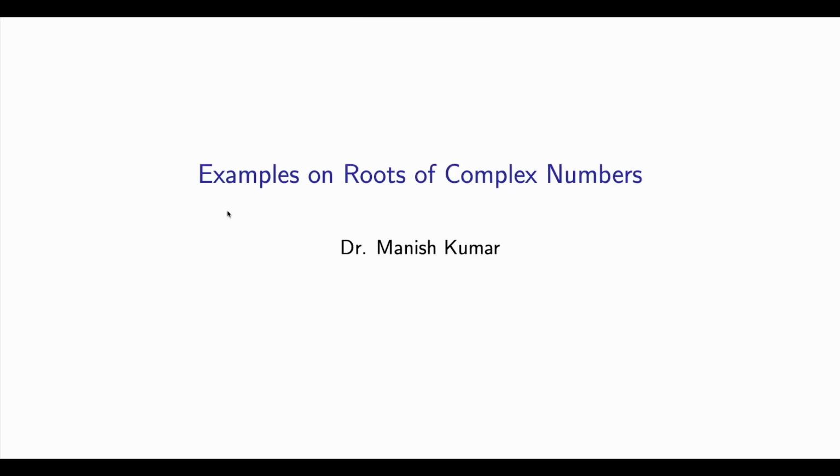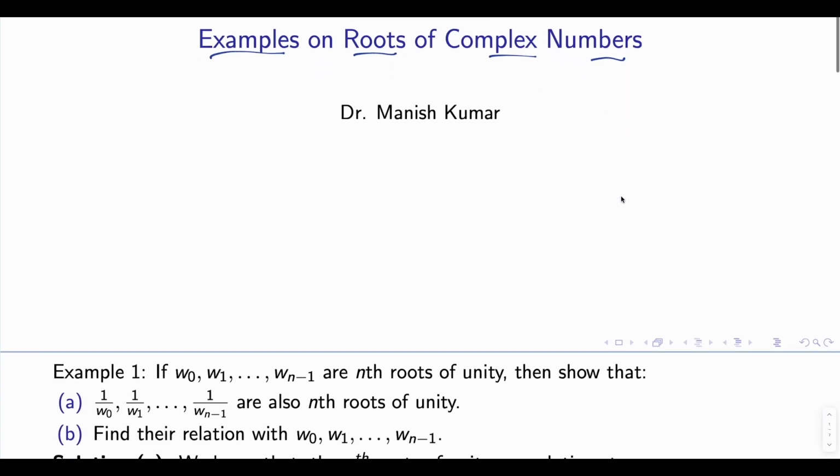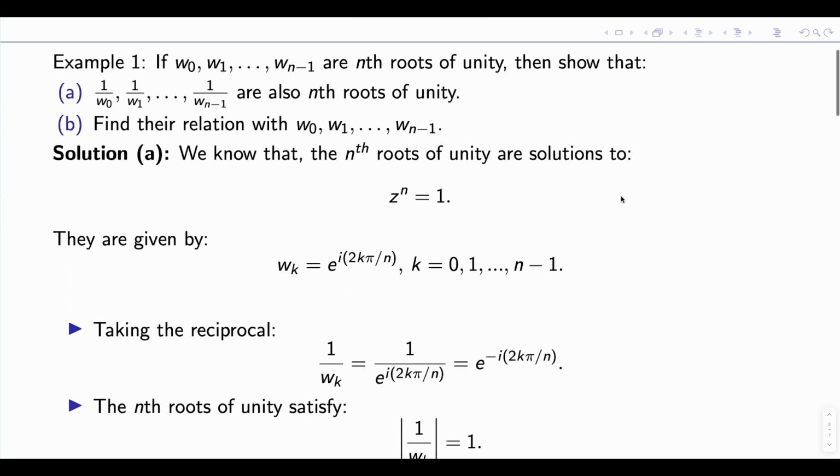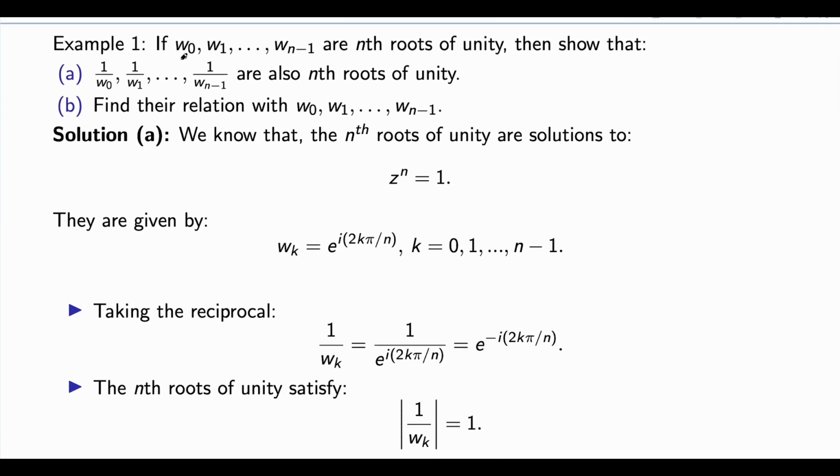So today we are going to do examples on roots of complex numbers. If W0, W1 and so on Wn minus 1 are the nth roots of unity, then show that 1 over W0, 1 over W1 and so on 1 over Wn minus 1 are also nth roots of unity. Also find their relation with the original roots.